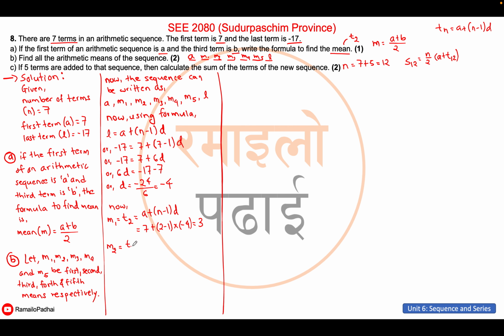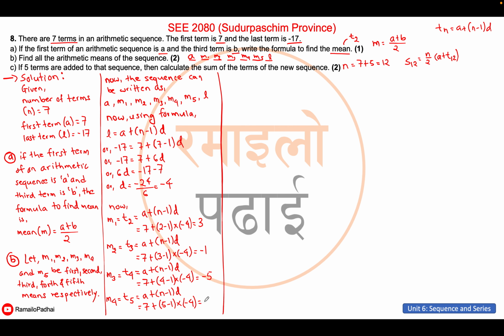m2, which is T3, is equals to A plus n minus 1 D. Let's write the value. 7 plus 3 minus 1 times minus 4, and that is equals to minus 1. m3, which is T4, is equals to A plus n minus 1 D, is equals to 7 plus 4 minus 1 times minus 4, and that is equals to minus 5. m4, which is equals to T5, is equals to A plus n minus 1 D. Writing formula, 7 plus 5 minus 1 multiplied by minus 4 is equals to minus 9.